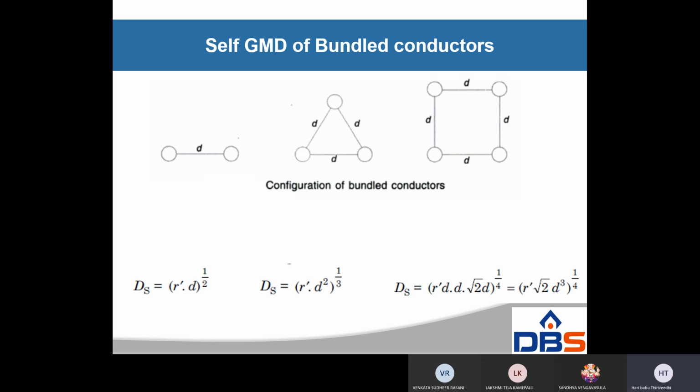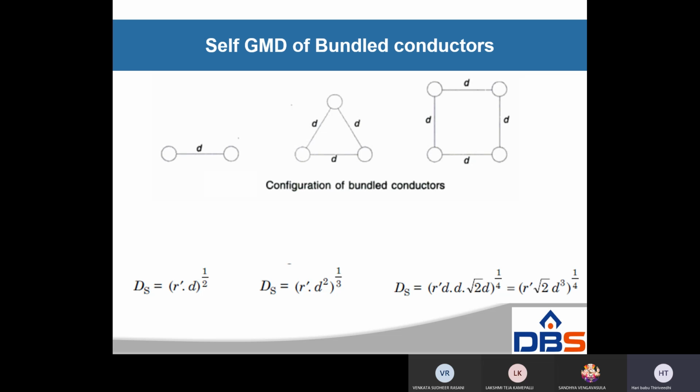In problems like that, you have to calculate the self GMD, that is GMR. Suppose only two conductors are there, Ds is equal to, you have to assume this conductor. From this conductor to this conductor the distance is D, and the self distance is R dash. The whole power is 1 by 2, since there are two conductors.